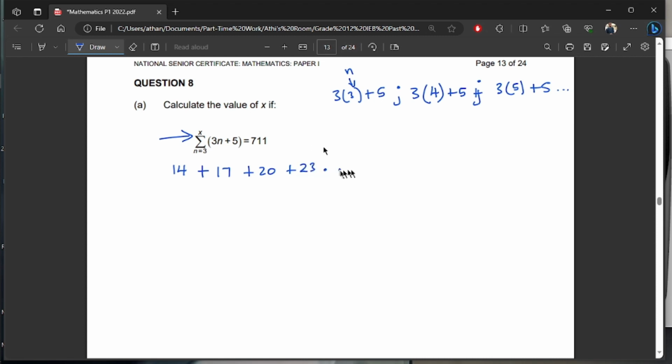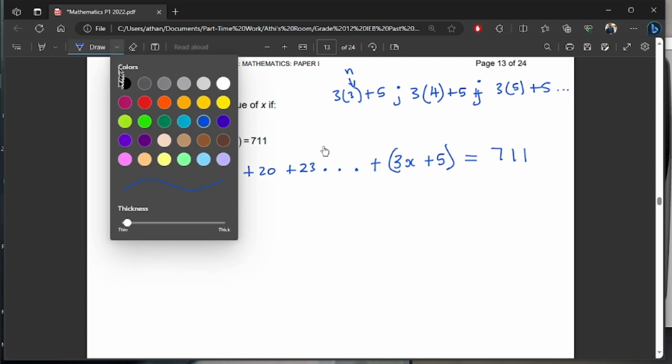So this is going to continue until the last term, which was shown there by x. Since we do not know the last term, I'm just going to substitute n with x, plus 5. Let me put this in brackets, this is the last term. When you add all of these numbers, we should get 711 because this is the sum of that series. Now, our main goal is to get the value of x. How do I do that?